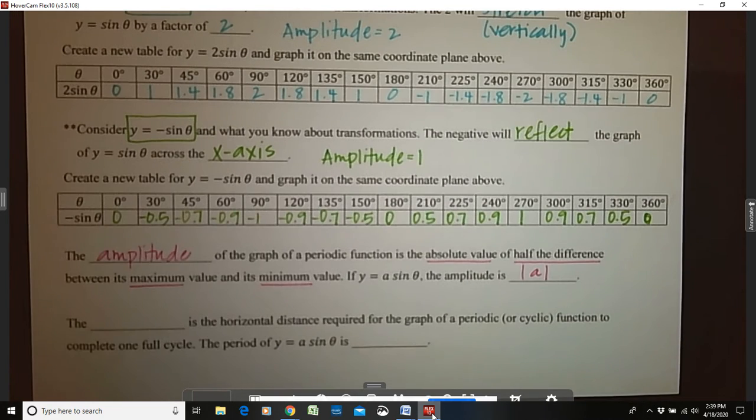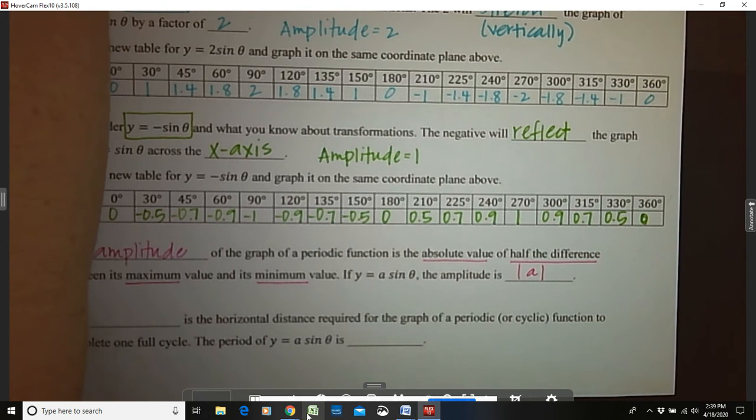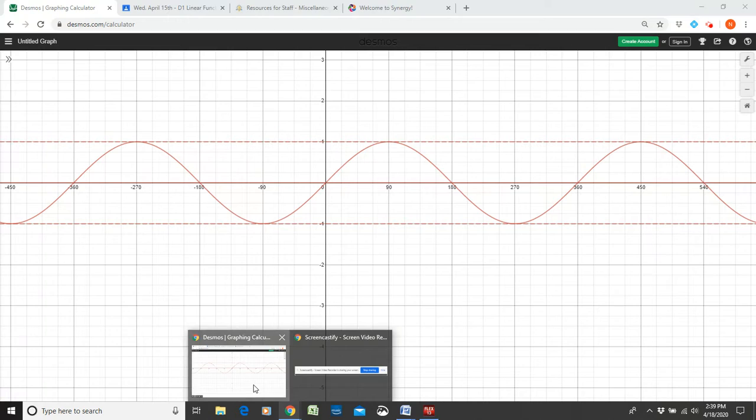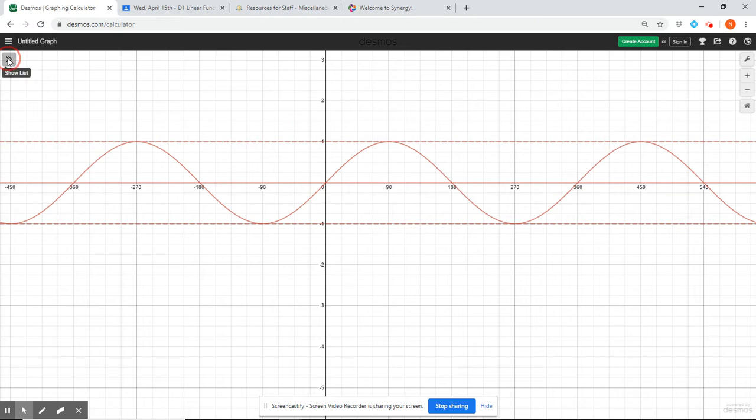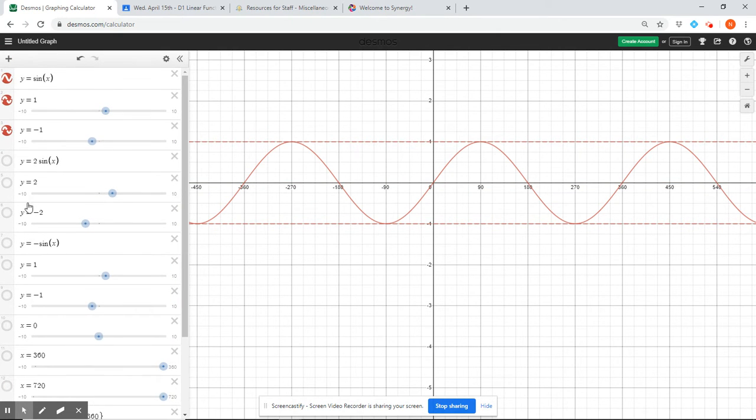If I want to talk about the horizontal distance required for the pattern to repeat on a sine curve, I'm going to hop back over to Desmos here and show you a couple things. We already know this graph goes on forever in both directions.